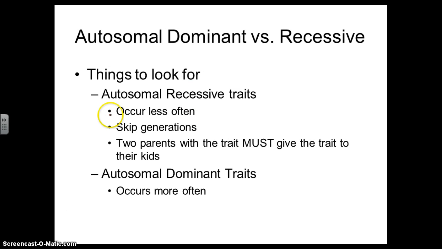Alright, so for autosomal recessive traits, traits that are recessive occur less often, and they often skip generations. And this is the key: two parents with the trait, so if they're both filled in and it's recessive, must give the trait to all their kids. All their kids have to be recessive. And I guess the only other hint for autosomal dominant traits is that autosomal dominant traits occur more often.